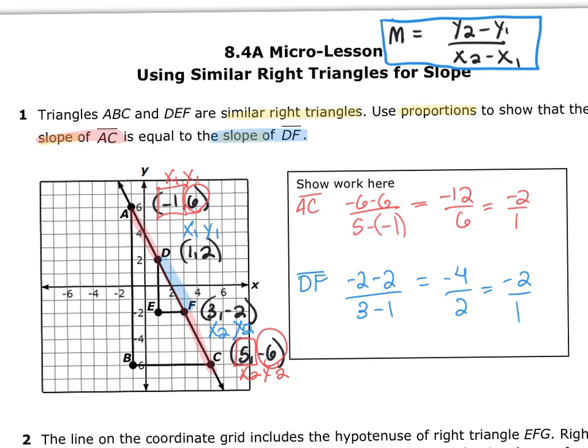Think, pair, share. First you need to think. I want you to think about what do you notice about the slopes of DF and AC. Then you're going to share what you think with a partner. And then the teacher is going to ask you to share your thoughts with the class. So set a 30-second timer and let's think, pair, share. Excellent job noticing that both of these line segments have a slope of -2.